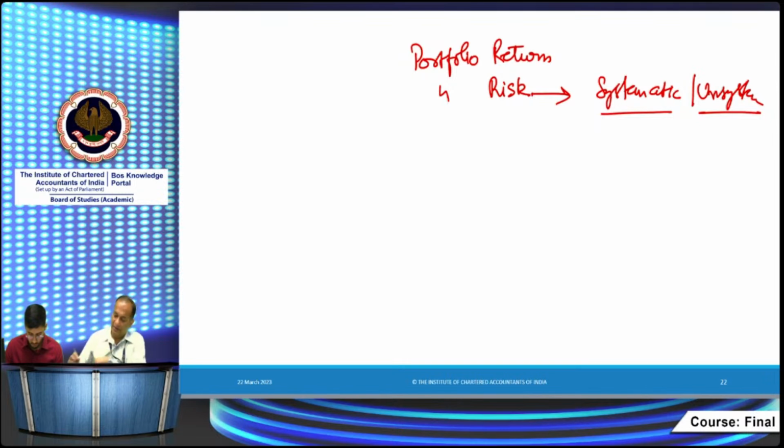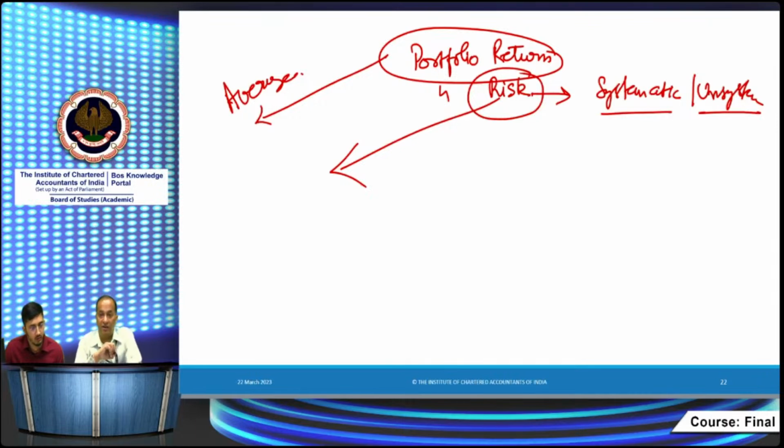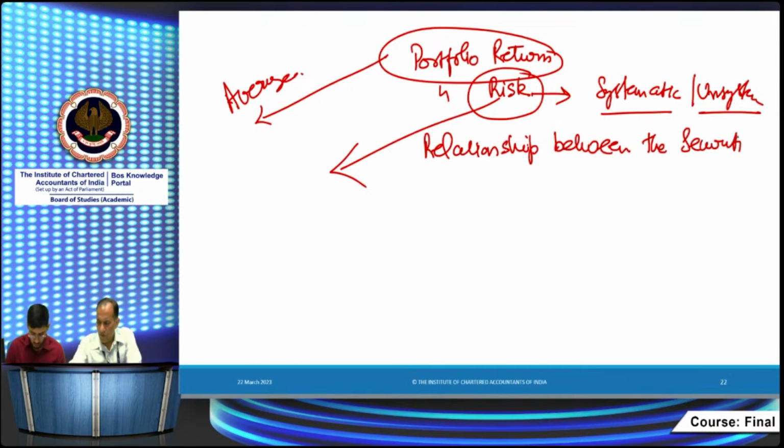So it is very important that when we talk about portfolio risk, of course, portfolio return can be calculated based on a simple average. But when we talk about portfolio risk, one major role comes into the picture: the relationship between the securities. And for this relationship, two concepts come into the picture. One is covariance, another is coefficient of correlation.